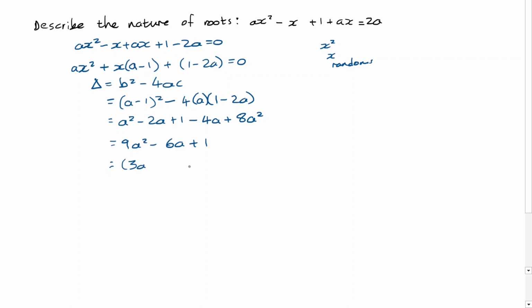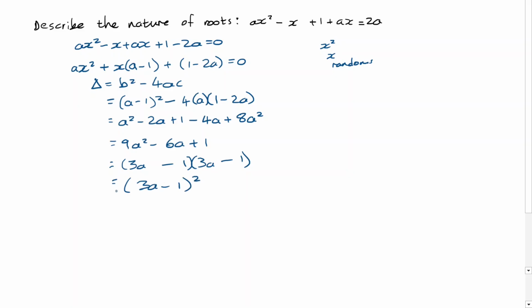So 3a, and if it ends in a 1, it will be 1 and 1. If it ends in a positive, the signs are the same as the middle term. So the same as the middle term. At this stage, a lot of people will then say, oh okay, so a is equal to a third, and there's your answer. But you don't want to do that. You want to just realize, oh, it's the same bracket. So it's just a bracket squared.